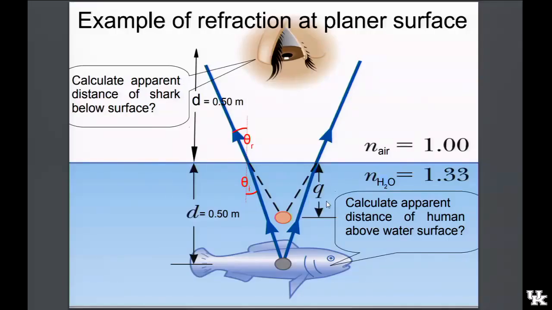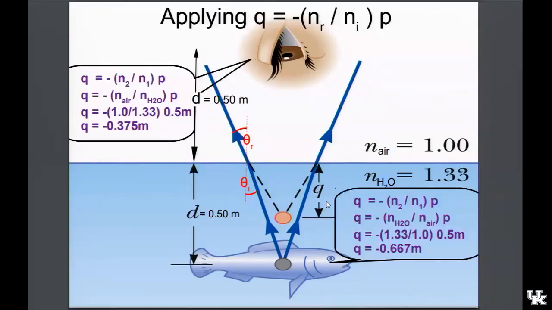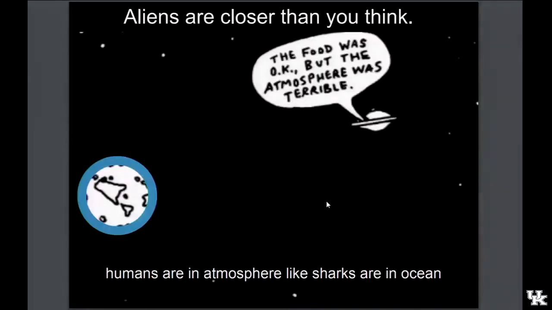So that's why the water is deeper than it looks, right? The sand below the water appears closer than the sand actually is, just like the shark appears closer than the shark actually is. This also applies, that aliens are closer than you think. They are closer than you think in a physics sense.